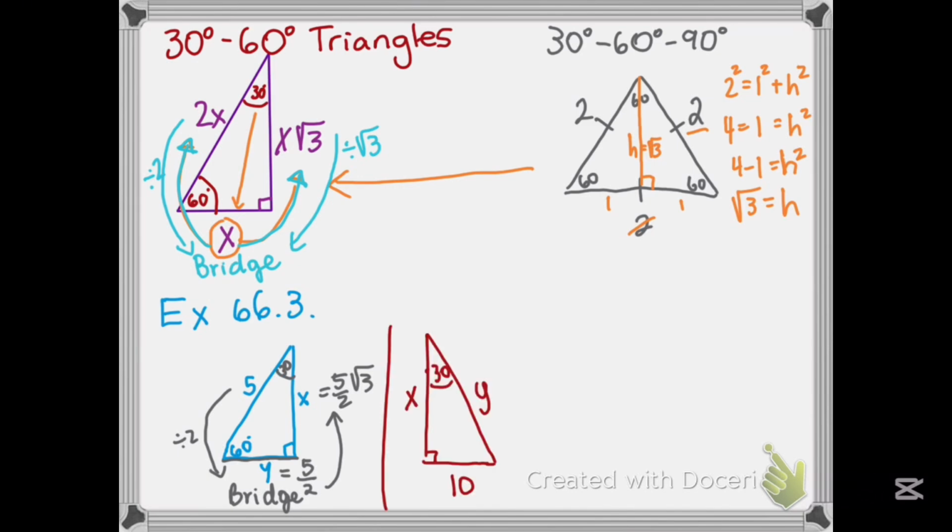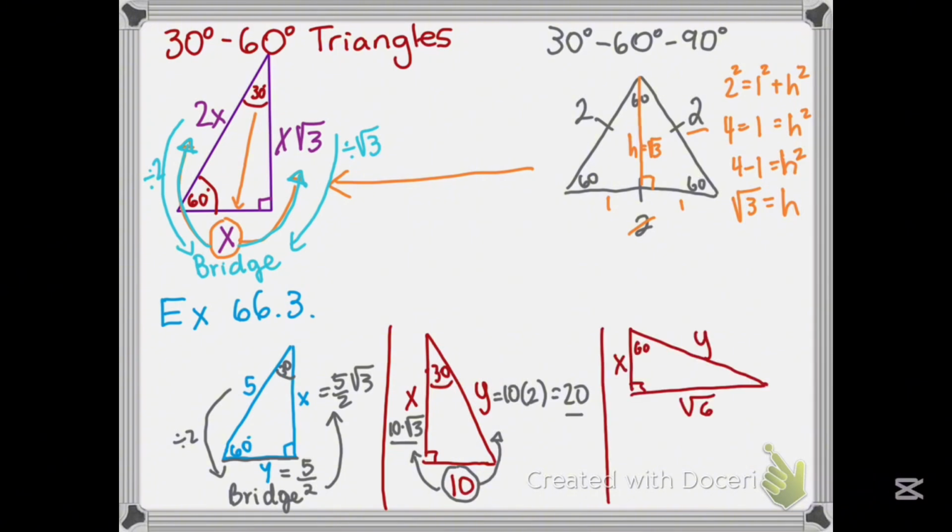Now let's look at another example. In this case, they're giving us the bridge. Notice that they're giving us 10, which is the smallest of the sides. So to find x and y, we're going to have to multiply. To find y, I have to multiply times 2. 10 times 2, which is 20. And to find x, I have to also multiply because we're going from small to big. And so we're going to multiply 10 times square root of 3, which is 10 square root of 3. And that's it. That's our answer. X is 10 square root of 3, y is 20.